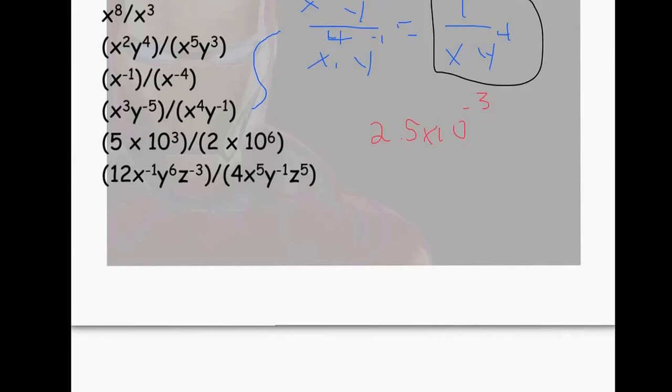Turn that into standard form. We would just move the decimal 3 places to the left. 1, 2, 3. Final answer, 0. Make that decimal bigger.